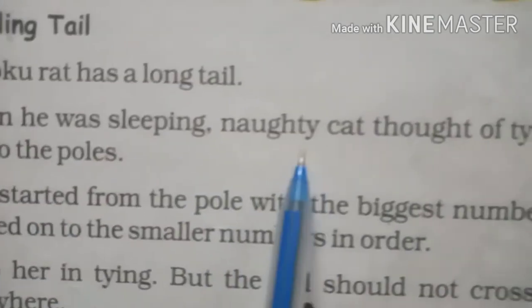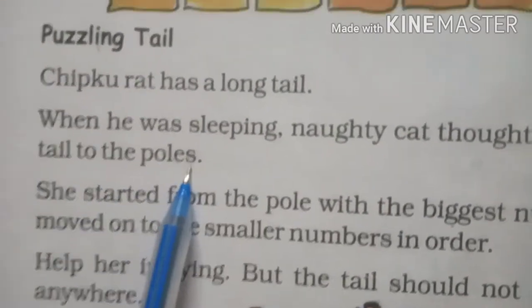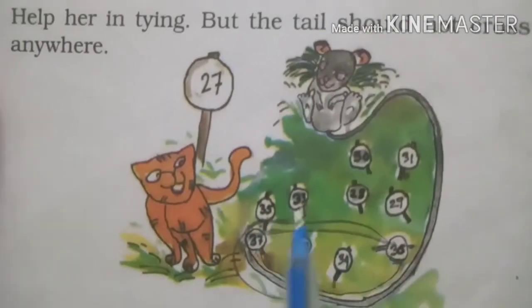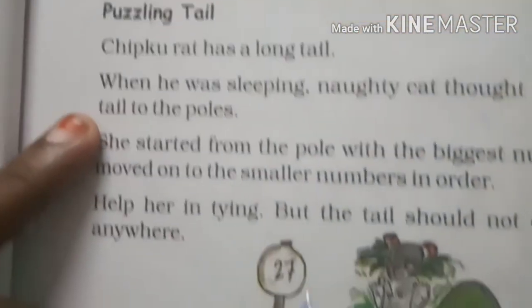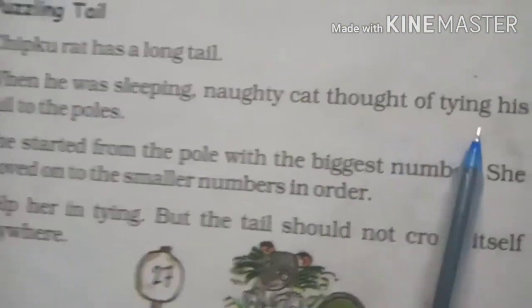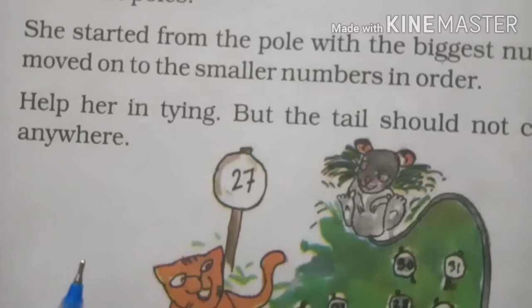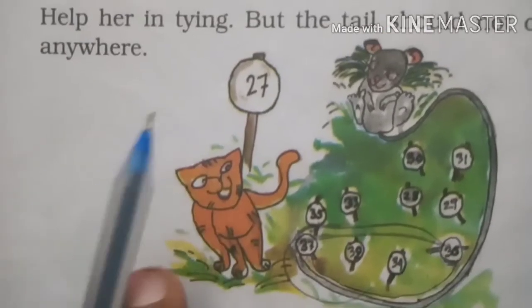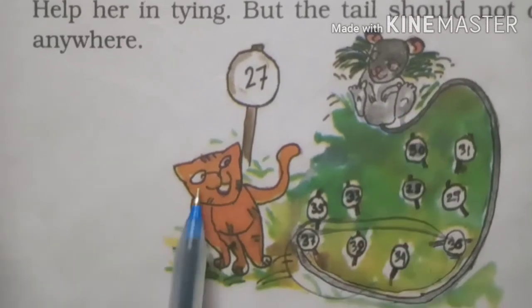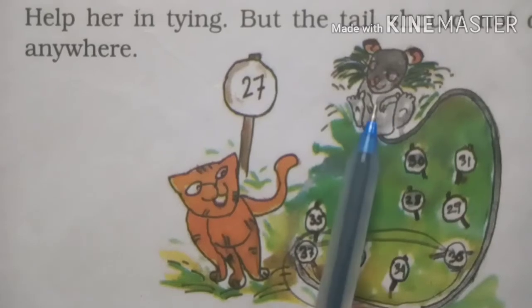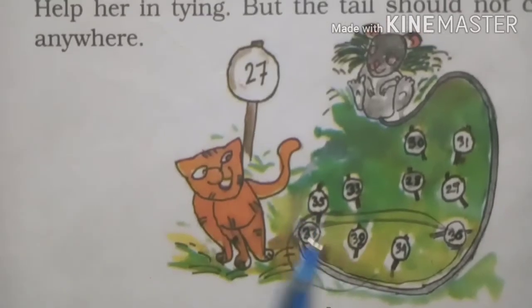When he was sleeping, naughty cat thought of tying his tail to the poles. See here, these all are the poles. Have you seen Tom and Jerry, children? How do they fight in that show? Like that, just imagine this is Tom and the rat is Jerry. So here also these two are fighting like that. When the rat was sleeping, the cat is tying his tail to the poles.